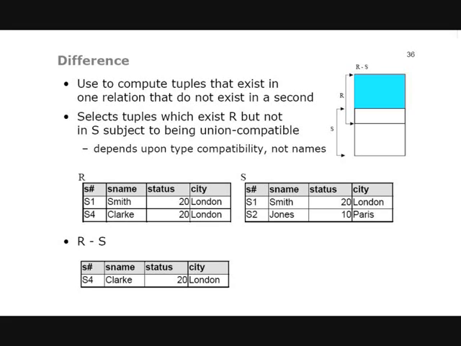Again, to apply that, they have to be union compatible. So we're looking for the same set of attributes drawn from the same domain.